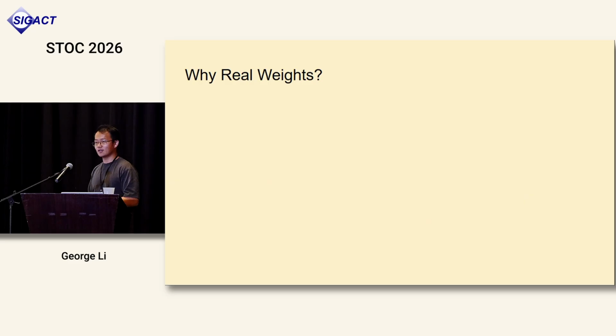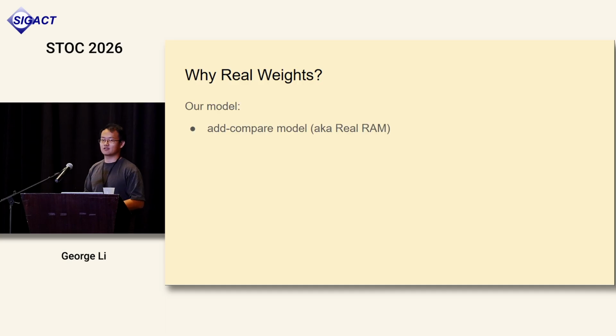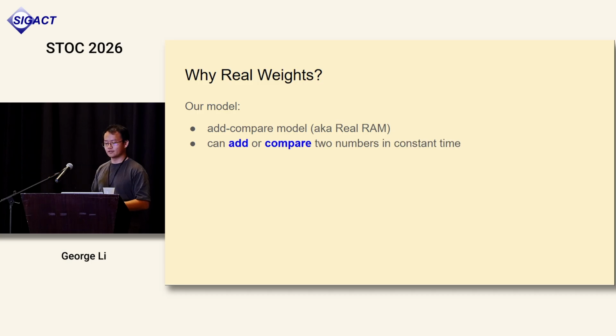But in this talk, unlike in the previous two talks, we're going to be considering the real weight version. So we no longer assume that the weights are integers. To be more specific, this is called the add-compare model or the real RAM model. It's basically the same as the previous model, except you can't assume that the weights are integers. So you can add and compare two numbers in constant time.